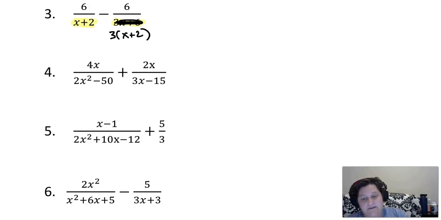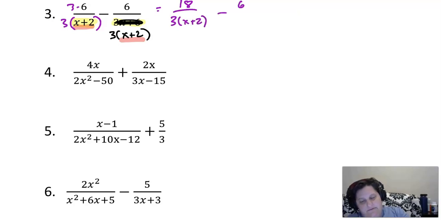Now, at this point, anything that matches, like they both have an x plus 2 on the bottom, you don't have to do anything with that, right? You don't have to mess with that. The only thing I need to do then is put a 3 on this one, because then the denominators are going to be exactly the same, okay? And this becomes 18 over 3 times x plus 2. This becomes 6 over 3 times x plus 2.